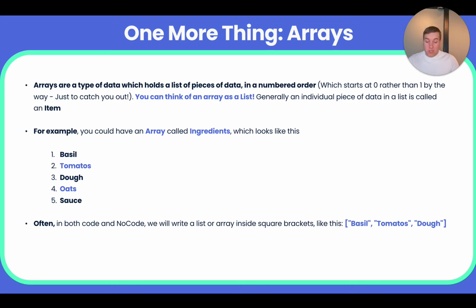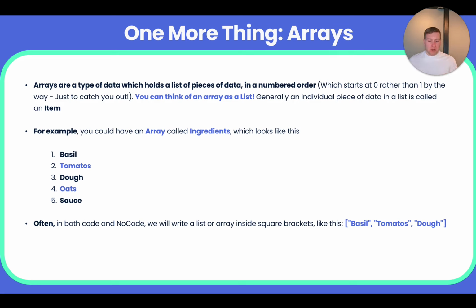And I've given an example here of a shopping list. So you could have an array called ingredients, and then that could be like number 1 basil, number 2 tomatoes, number 3 dough, so on and so forth. And so that data is just storing a number of items, a number of things in a numbered order.